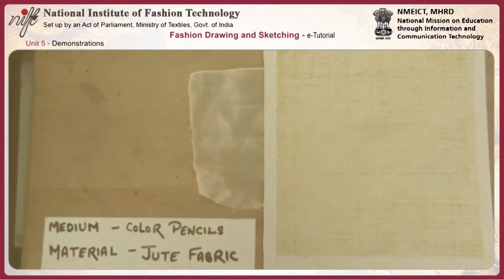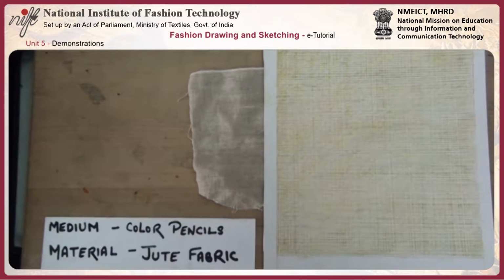Now you are watching a rendering of jute fabric using color pencils. As you can see, the jute fabric reflects light in a very subtle manner. You can see both dark as well as light in that small piece of fabric.